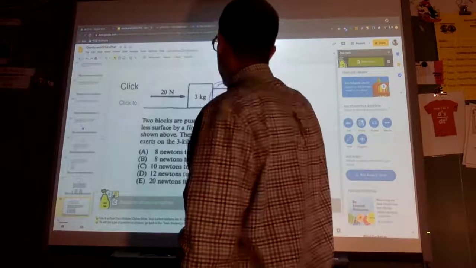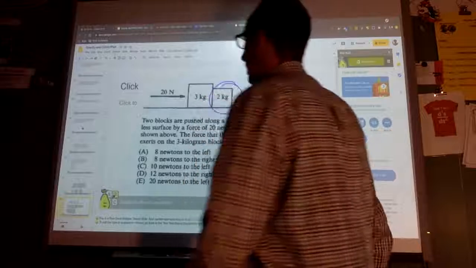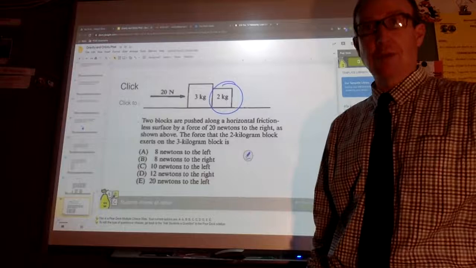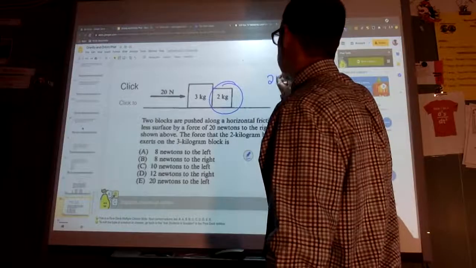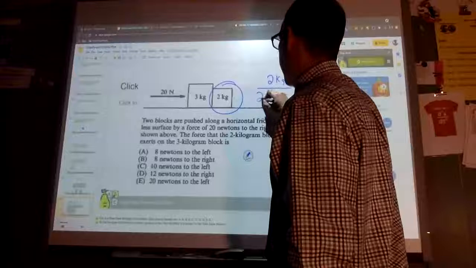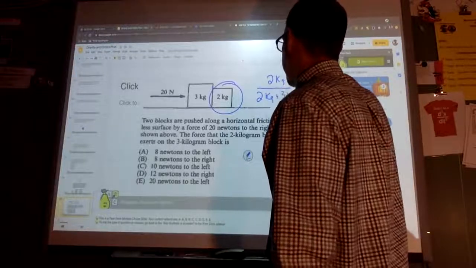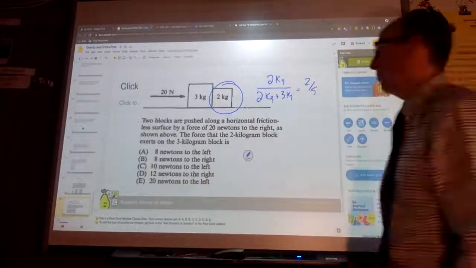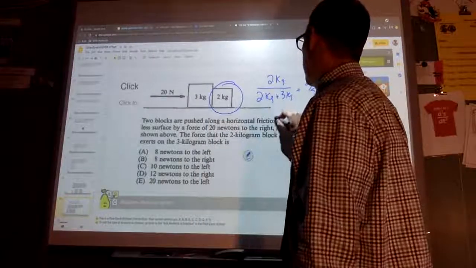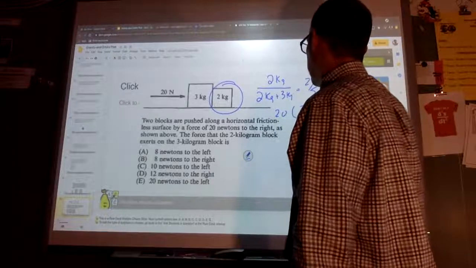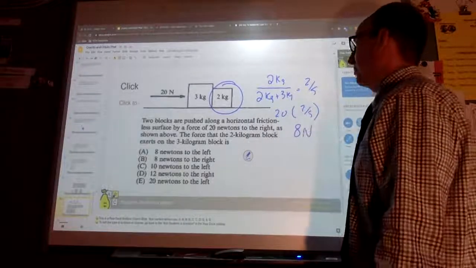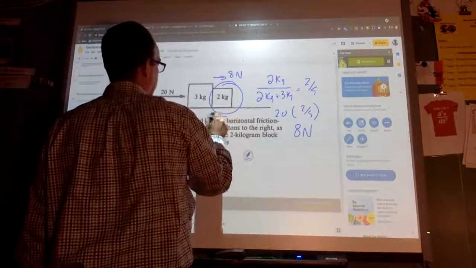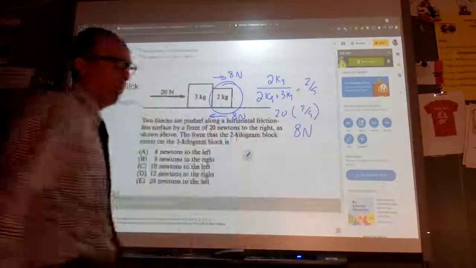So our question is, how much of the total force does 2 kilograms get? Well, it's going to get the amount of the total force that is related to its percentage of the total mass. And 2 kilograms is 2 kilograms of a total mass of 5 kilograms. So it's going to get 40% of the total force pushed on it from the 3 kilograms. So I have 20 times 2 fifths is 8 newtons. So that means 3 kilograms pushes with 8 newtons this way. That means that 2 kilograms pushes with 8 newtons that way.